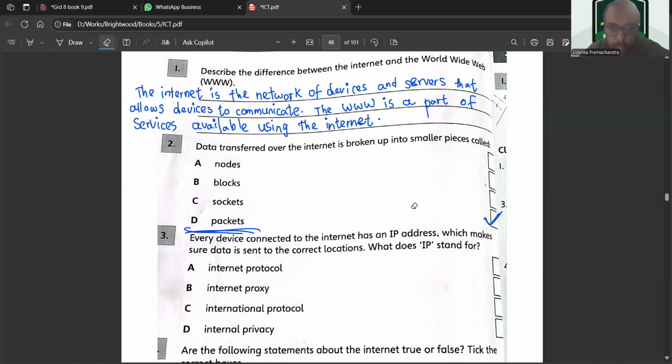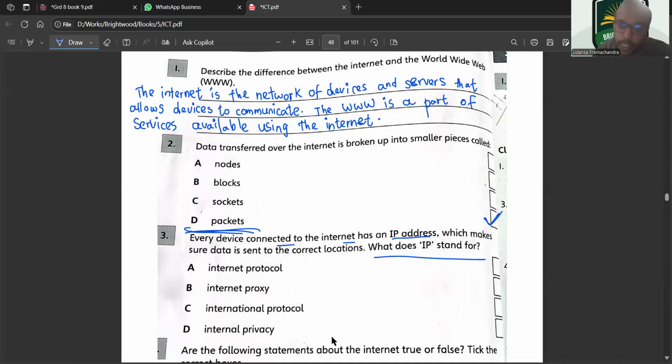What about next? Every device connected to the internet has an IP address. Okay, every device connected to the internet has an IP address, which makes sure data is sent to the correct location.